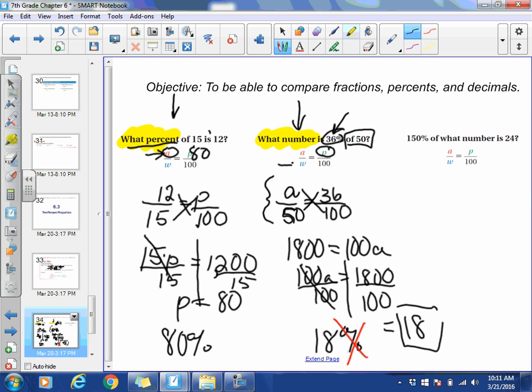Not 18%, just 18. So here we'd say 18 is 36% of 50. 18 out of 50 on the test would give you a 36%.